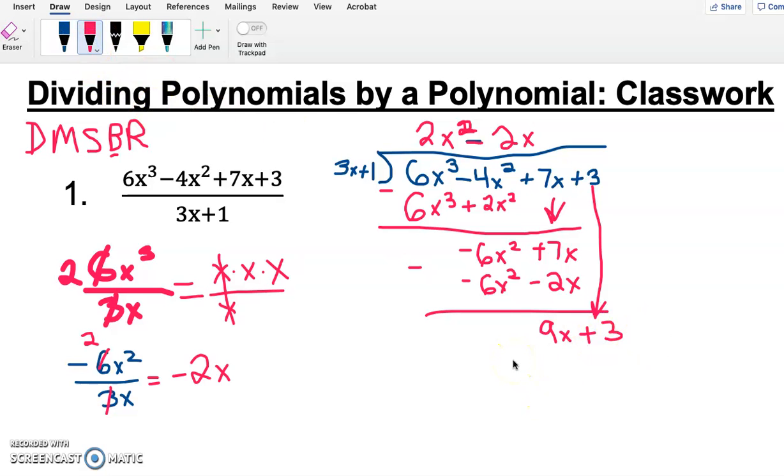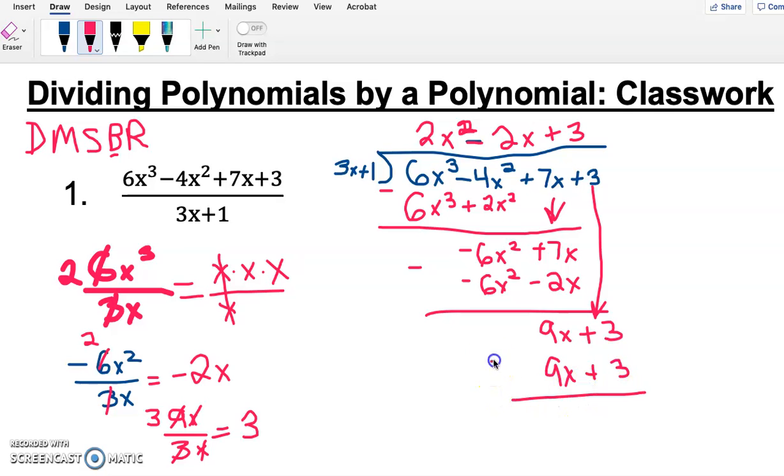Okay, we're repeating. We're going to divide. So 9x divided by 3x. Well, 9 divided by 3 simplifies to just 3. And x divided by x, they cancel out. We just get 3 as our result. And it is a positive 3. Okay, so let's multiply. 3 times 3x gives us our 9x. And 3 times 1 gives us the positive 3.